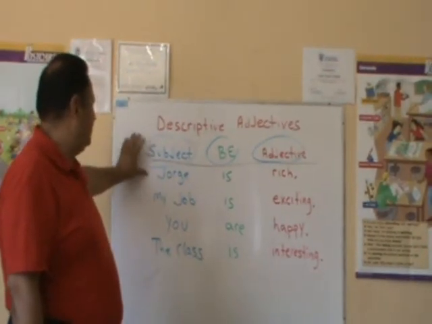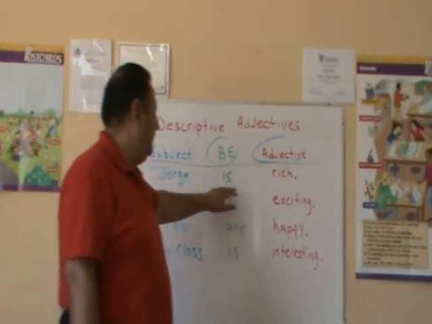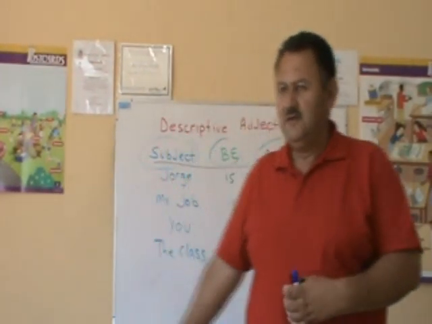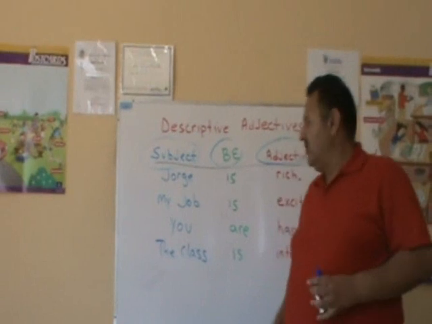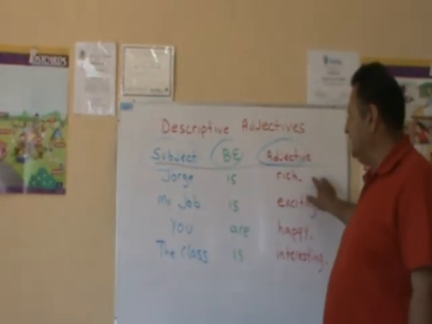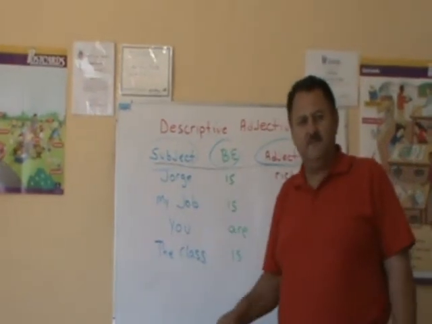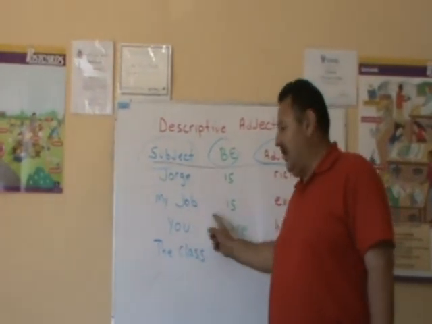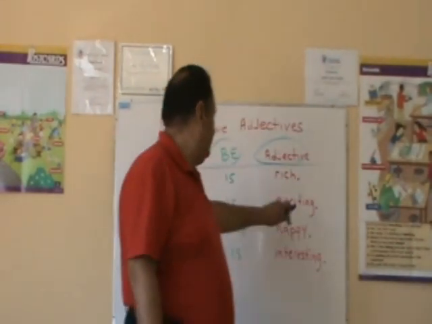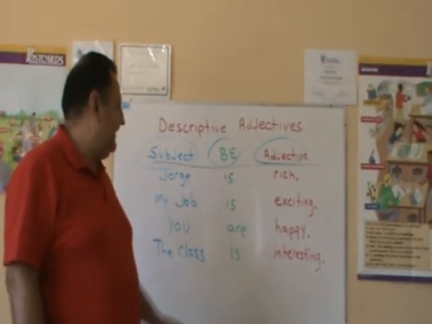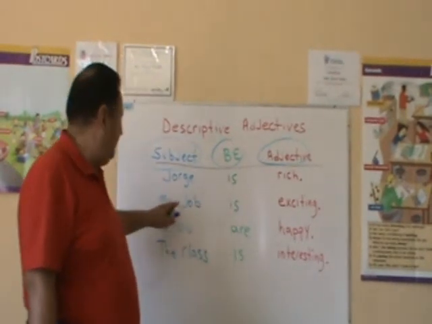Look at this case. Jorge is rich. Jorge es rico, pero rico en dinero. Jorge is rich. So rich describes the condition of Jorge. My job is exciting. My job is exciting. Exciting is describing my job.